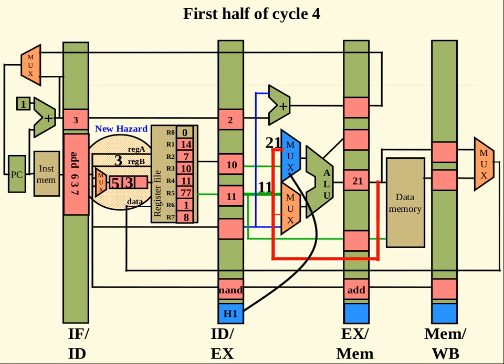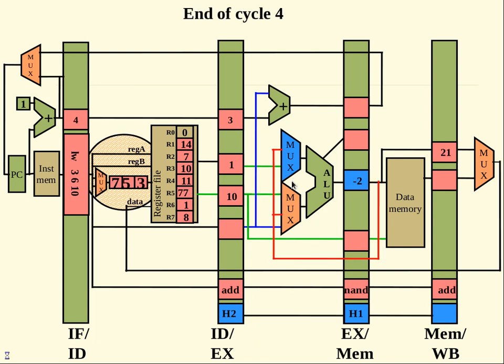Oh, and by the way, you do need to have hazard signals to tell that MUX which value to get it from. And then the NAND, now the NAND forwards to the add, if you recall from those previous instructions.